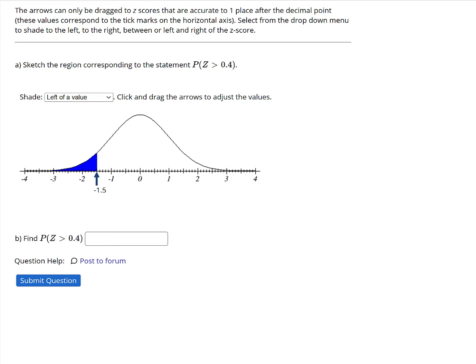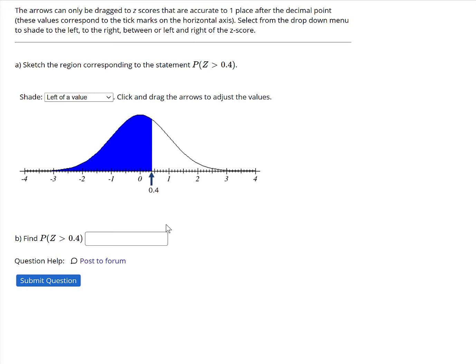Sketch the region corresponding to the statement, the probability that z is greater than 0.4. In this tool, I have the ability to drag this arrow and select the z-score, and the area underneath the normal distribution will be shaded for me.